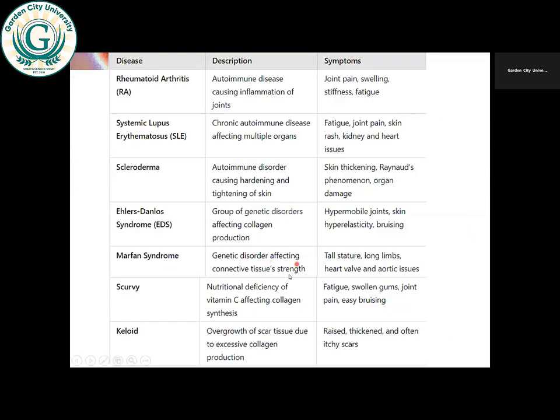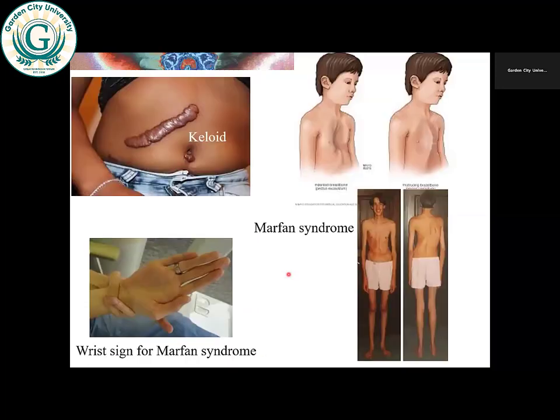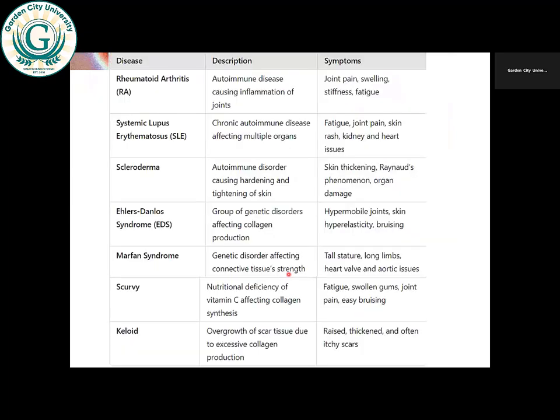It is a genetic disorder affecting connective tissue strength. So here it has to do with the elastic fibers. Definitely you see the limbs are all very, very long. There's definitely going to be a problem with the elastic fibers. If you look at blood vessels, the aorta, definitely there's going to be a problem because of the body's inability to produce proper fibrillin.